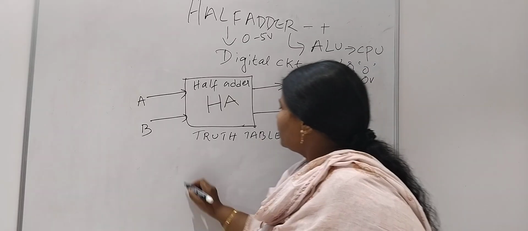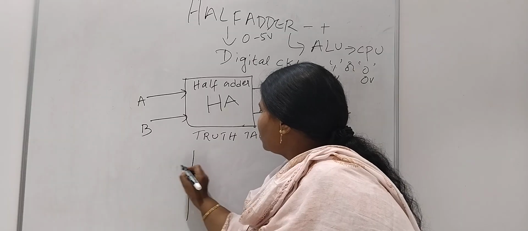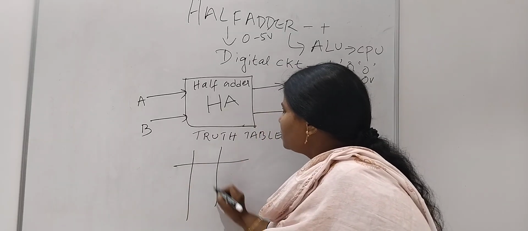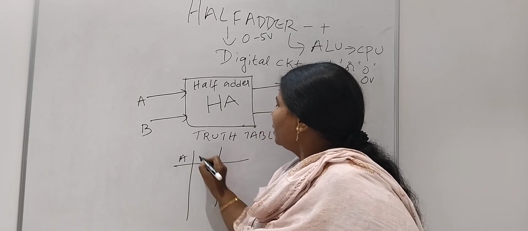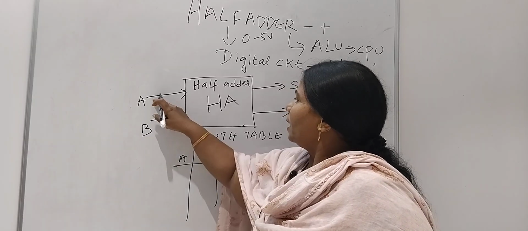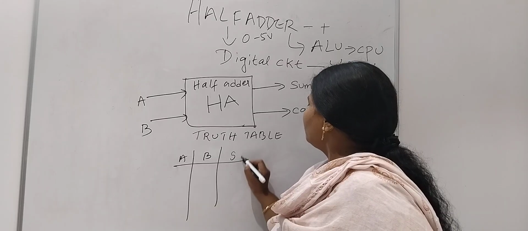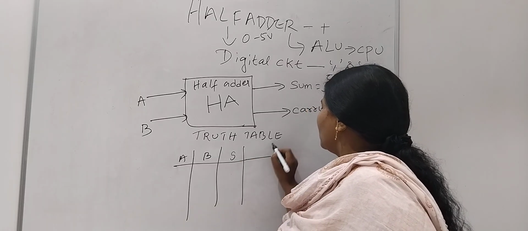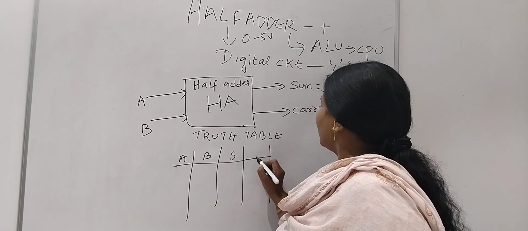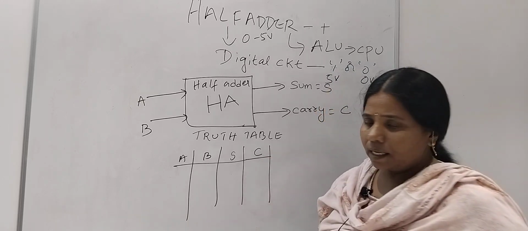Okay. So in the truth table, you draw the table like this. First you write down the inputs. What are the inputs here? A and B. What are the outputs you have? Sum and carry. Sum, how are you going to represent it? As S. The other output you have is carry, which you write as C.